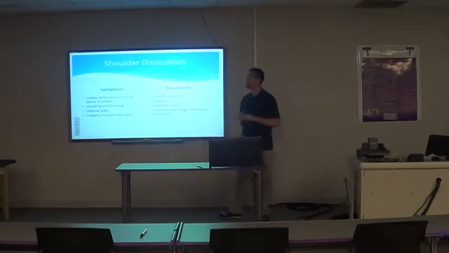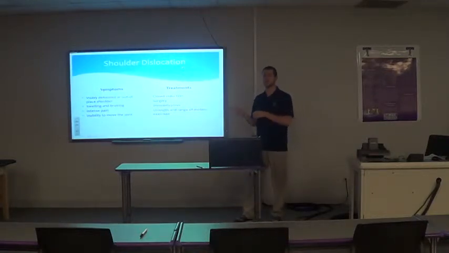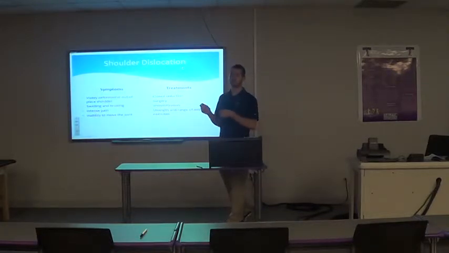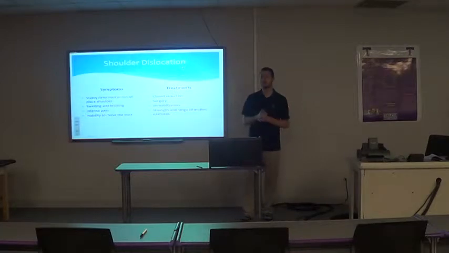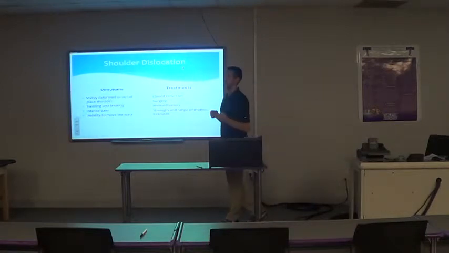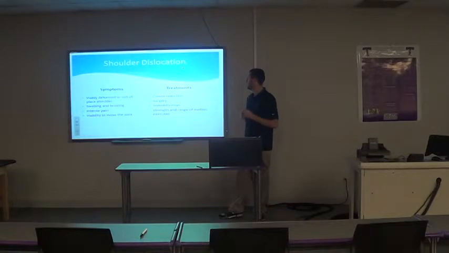Some of the treatments: closed reduction, usually you want a professional doing that. That's just placing the head of the humerus back in the shoulder joint, like popping the shoulder back in. Surgery, sometimes it will require surgery because there'll be ligament damage. It's often accompanied by some other injuries to the shoulder, ligament damage usually.